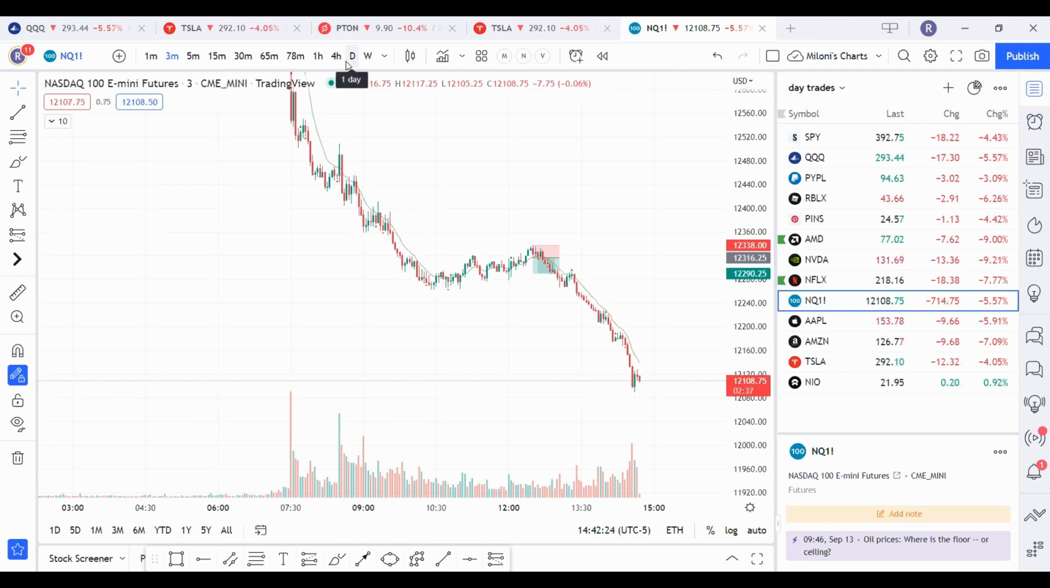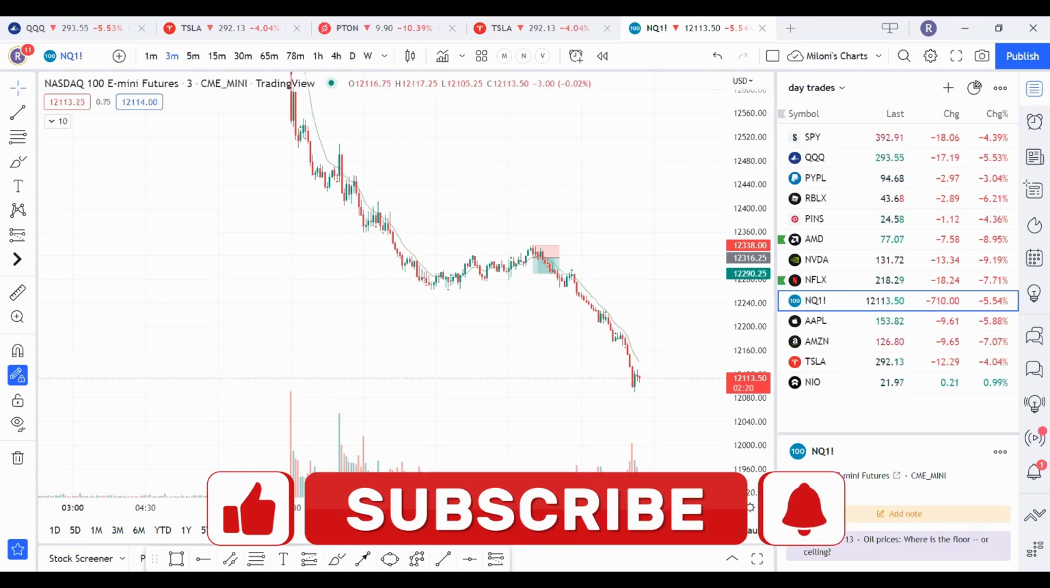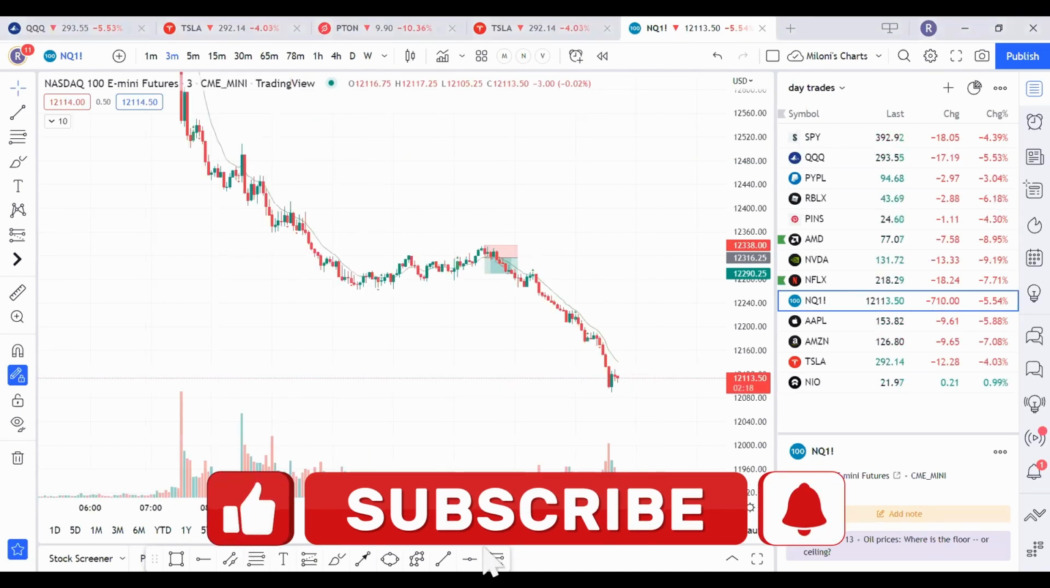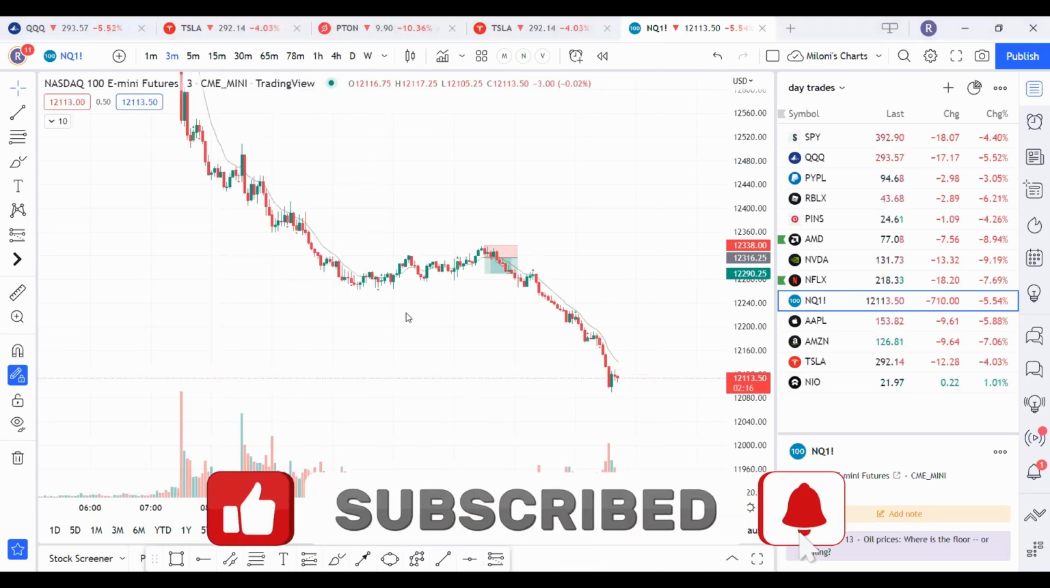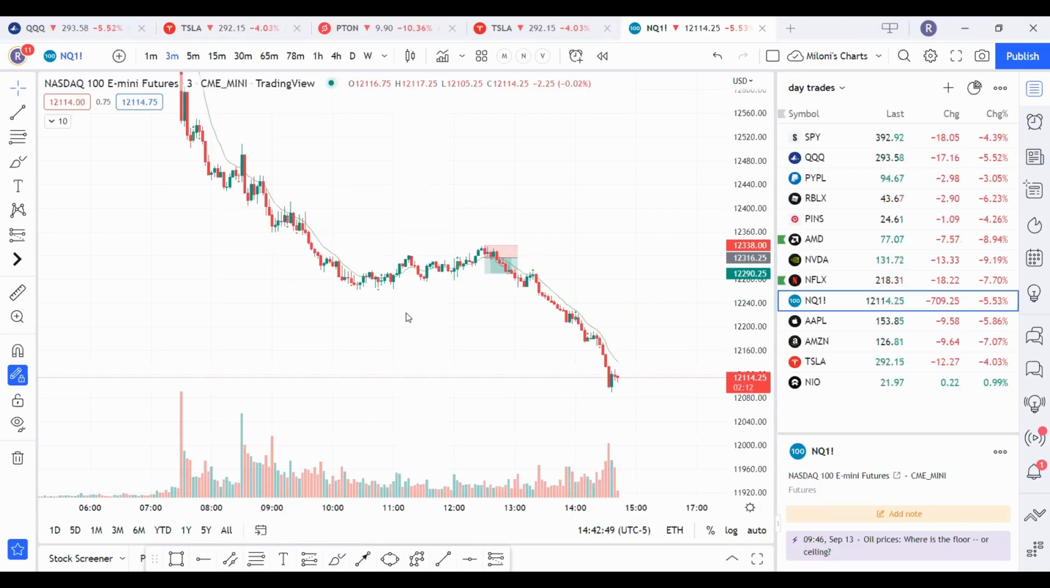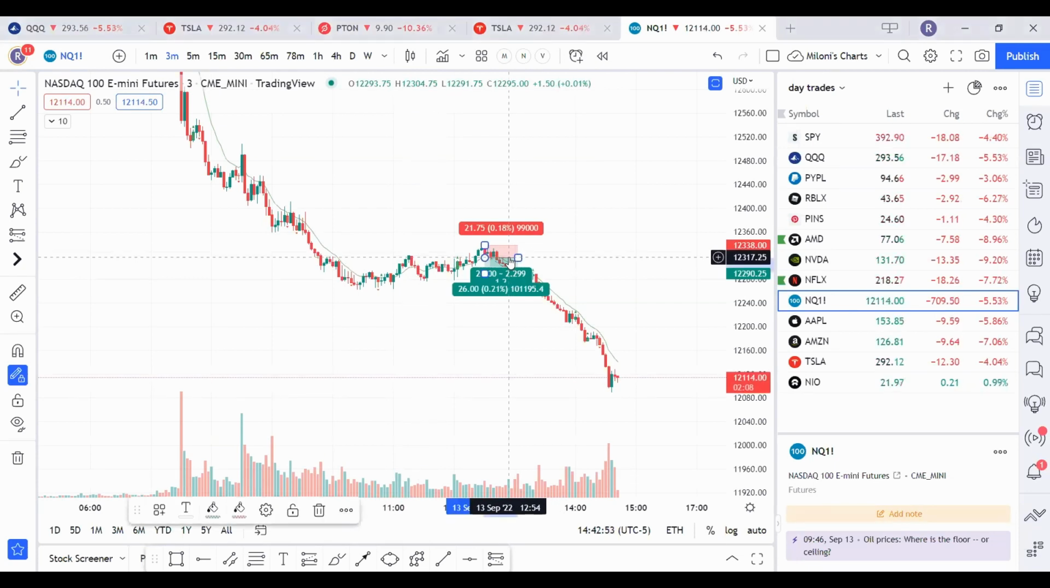Type in a 1 if you guys know what imbalances are on a candle. Okay, I do not see anyone so far. Type in a 1 if you know what an imbalance of a candle is. Okay, I don't see anybody responding yet.